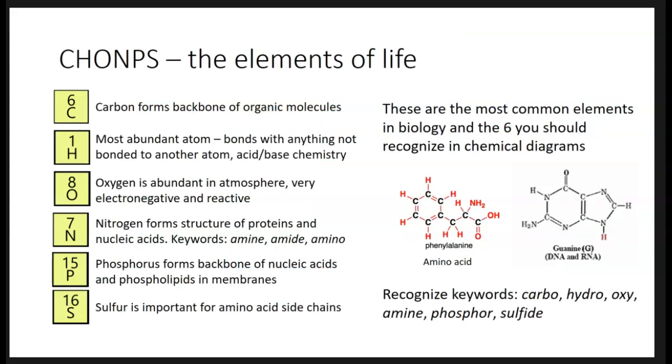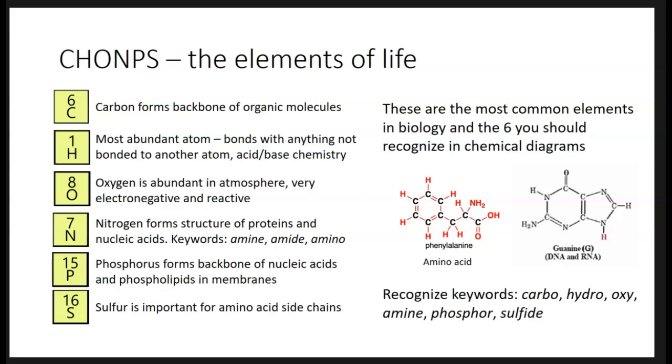So the 6 elements on the periodic table that you really need to know about are these that have the mnemonic CHONPS. So these are the elements of life. Carbon, which is atomic number 6, forms the backbone of organic molecules. Hydrogen, which is atomic number 1, is the most abundant atom and is an important component of all organic molecules. Hydrogen, because it is the most abundant atom, will bond in organic structures with anything that's not bonded to another atom. Hydrogen is also important for acid-base chemistry.